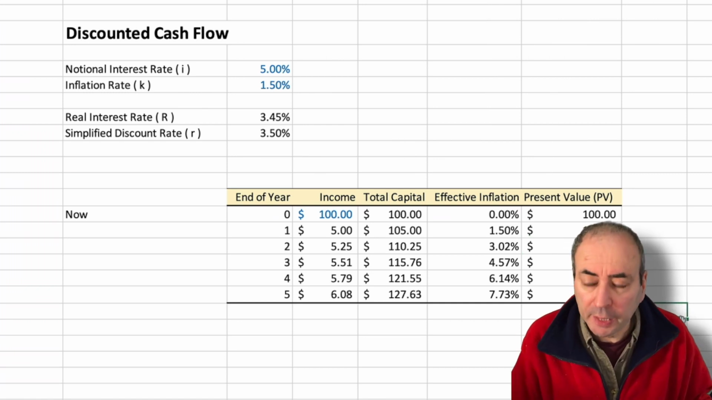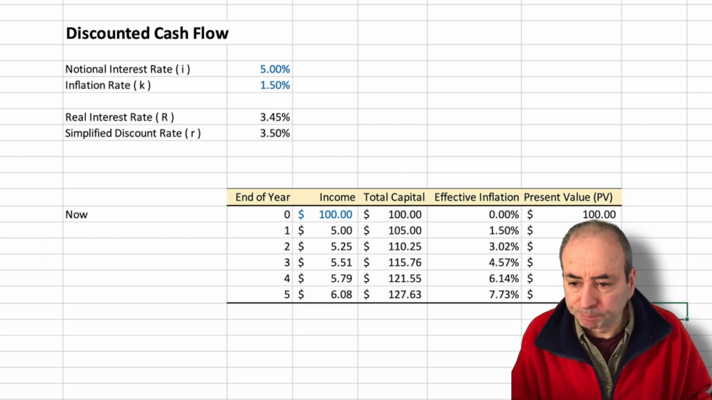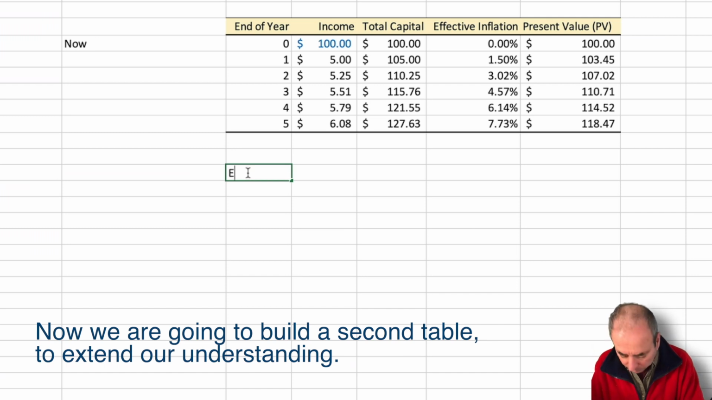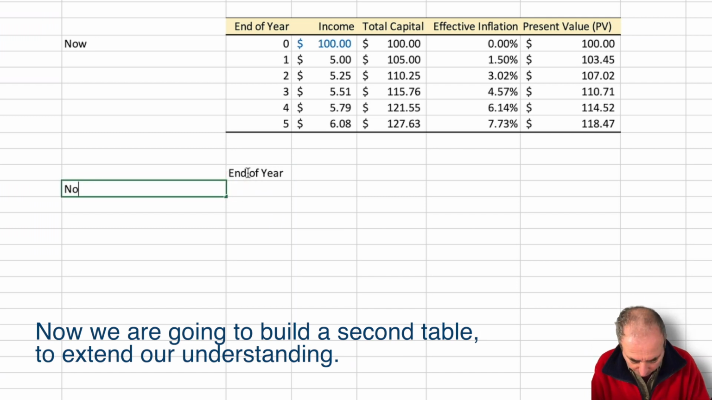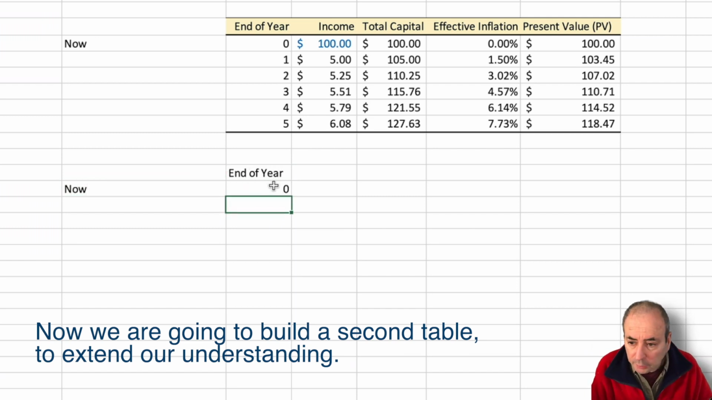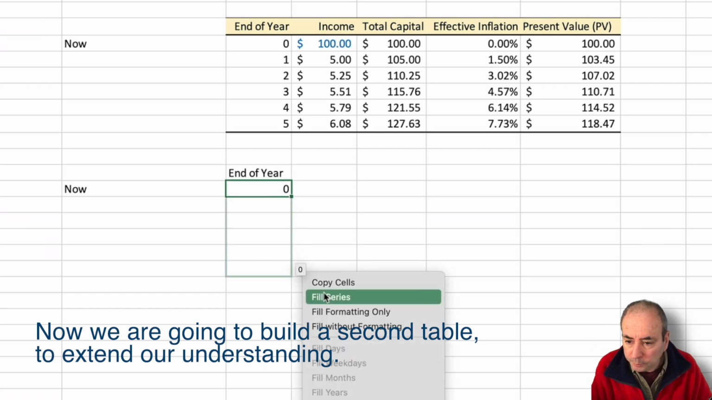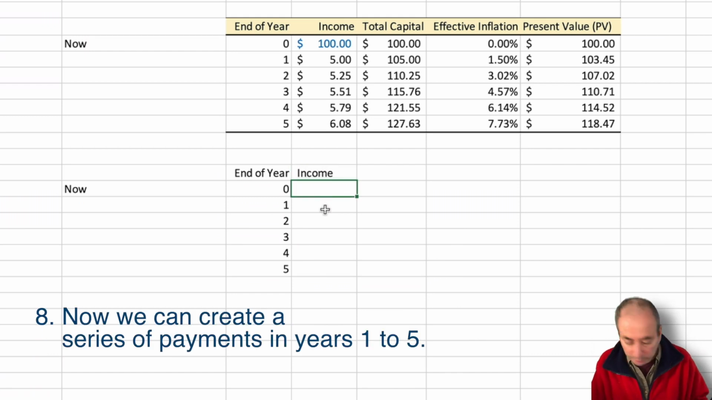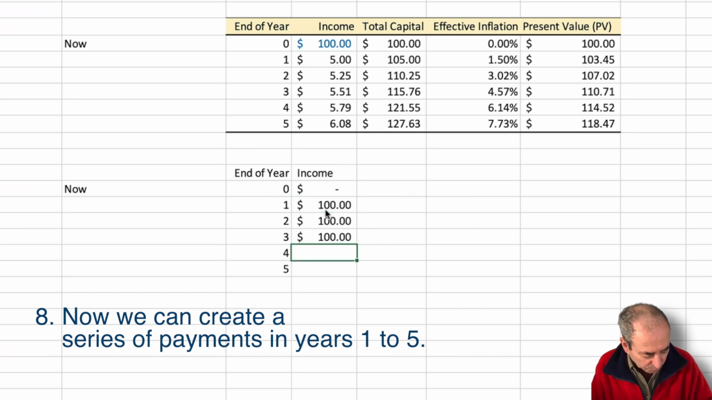However, we need to create a new table to take this to the next step. Let's say that our project produces a product which generates a series of payments over future years rather than a single payment in the present year. So let's again put our end of year header here. And again, we're going to put now as year 0. And we're going to go out 5 years as we did before. And again, we're going to put our income into the next column. But this time we're going to have 0 income in the first year and then $100 in each subsequent year.